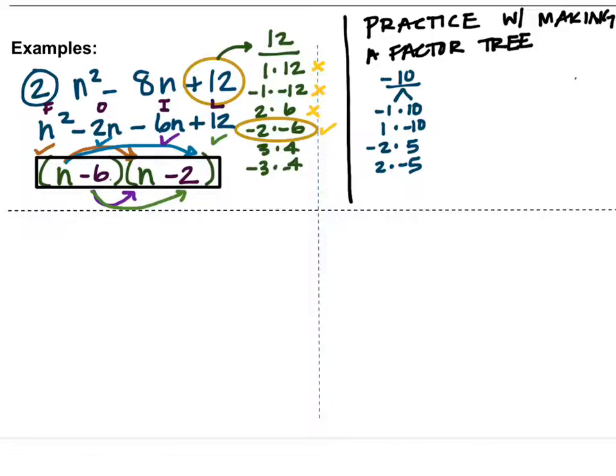Now let's take a look at a factor tree of 24. I would have 1 times 24, or I could have both negatives, negative 1 times negative 24. I could also work with 2 and 12, or negative 2 and negative 12. Similarly, 3 and 8 work, or negative 3 times negative 8. 4 and 6, or negative 4 times negative 6.